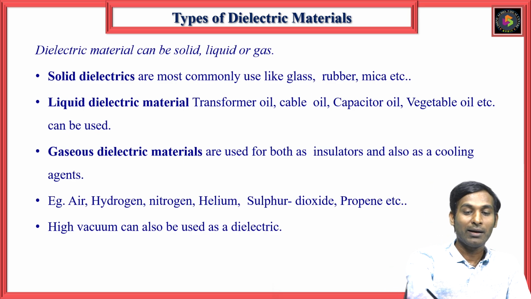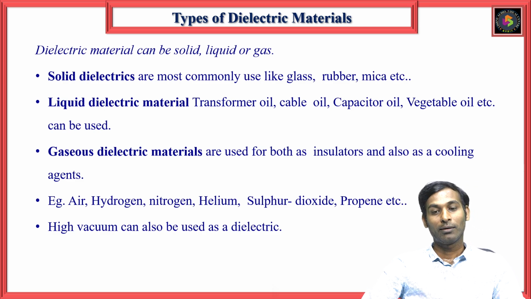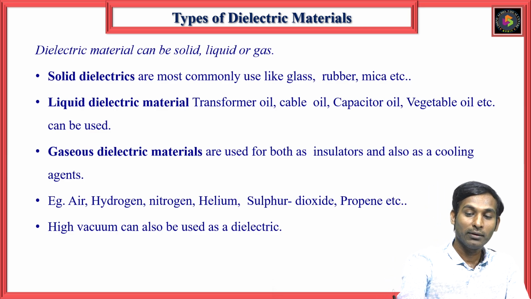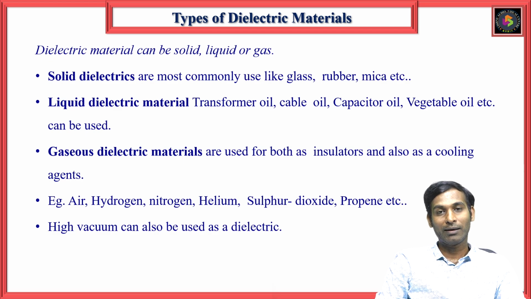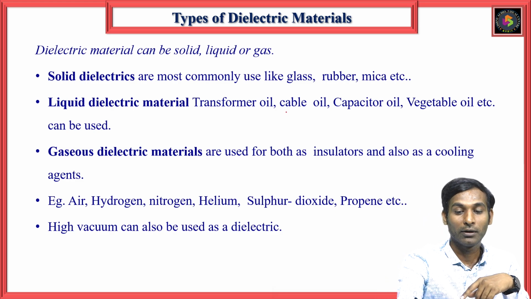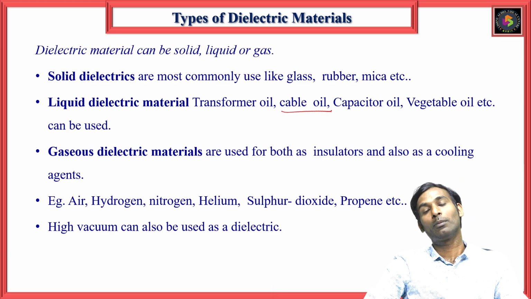So in liquid dielectric material, we can say oil, transformer oil, cable oil, capacitor oil, vegetable oil can be used. So here oil is the important factor in liquid dielectric measurement. For the measurement of dielectric properties, we are talking about the cable. See, for example, cable. In the cable, we are using the coaxial probe cable. Coaxial probe measurement means the reflection quotient will be more in the coaxial cable.